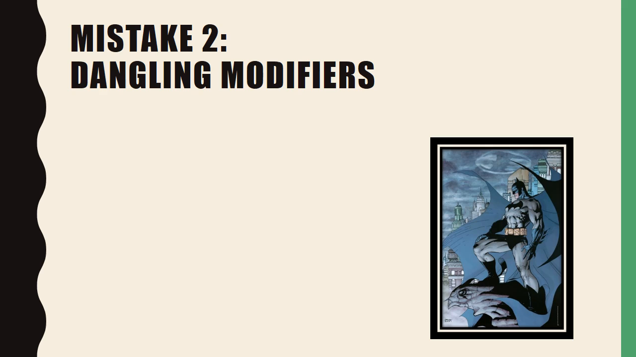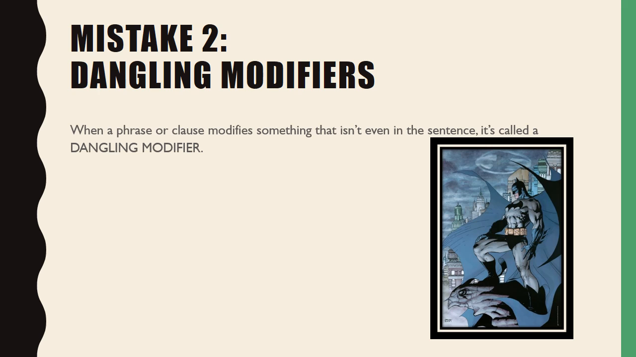The other way that modifiers are problematic is that we put them in the sentence in a way that we call dangling, or they become dangling modifiers. That is when a phrase or clause modifies something that isn't even in the sentence. So you're adding this adjective or adverb phrase to the sentence, but there's no verb or noun for it to modify.